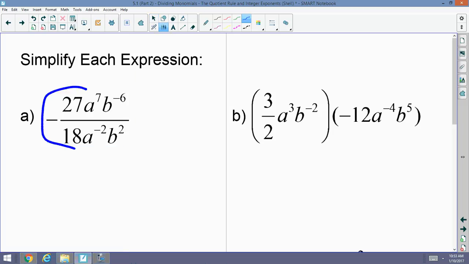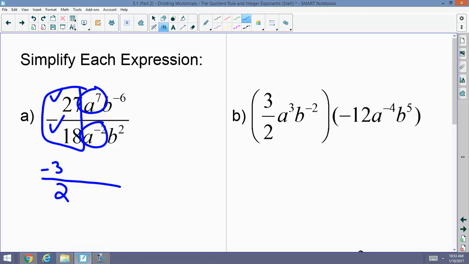So I got -27 over 18. What can I take out of both of those? 9. So I'm going to have -3 over 2. Okay, that's done and that's done. Now, you see how I have a to the 7, but I have a to the -2. How do I make that a to the -2 a to the +2?